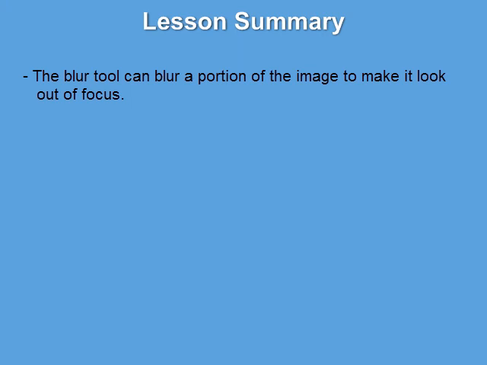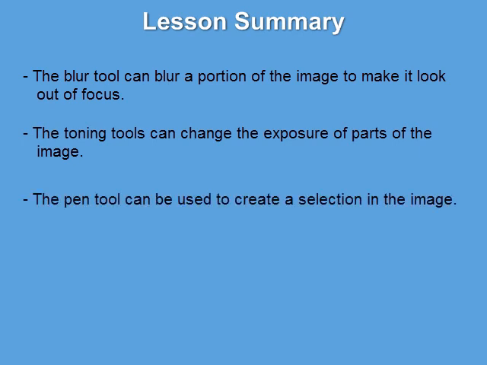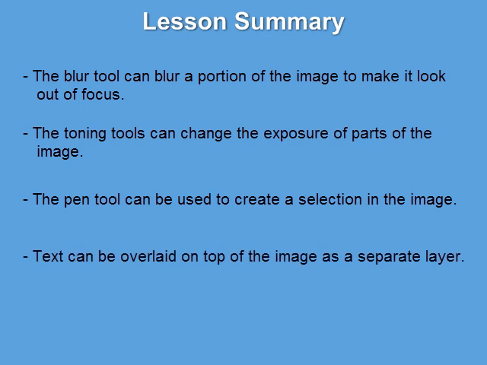The Blur tool can blur a portion of the image to make it look out of focus. The toning tools can change the exposure of parts of the image. The Pen tool can be used to create a selection in the image. Text can be overlaid on top of the image as a separate layer.